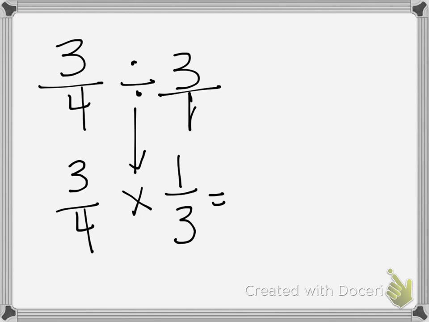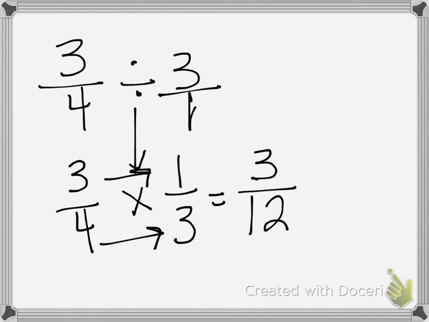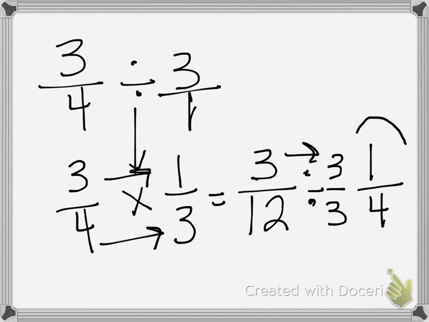Now we multiply straight across. 3 times 1 is 3, and 4 times 3 is 12. So we know that 3 is a prime number, it can only divide by 1 and itself. So we ask ourselves, can 12 divide by 3? Yes, it can. So we divide top and bottom by 3. 3 divided by 3 is 1. 12 divided by 3 is 4. Therefore, this answer in simplest form is 1/4.